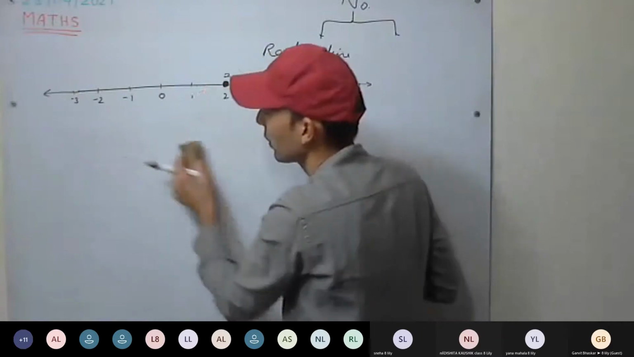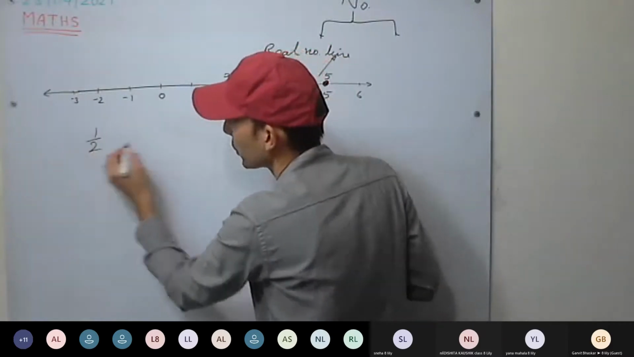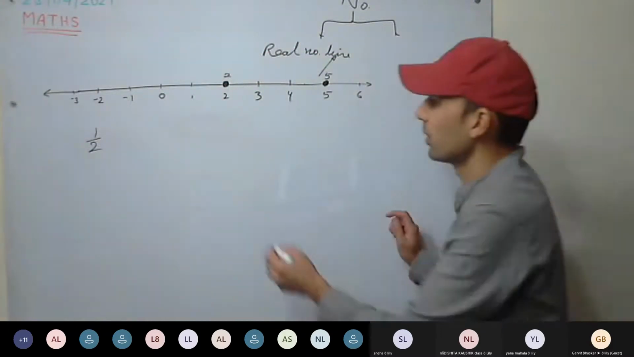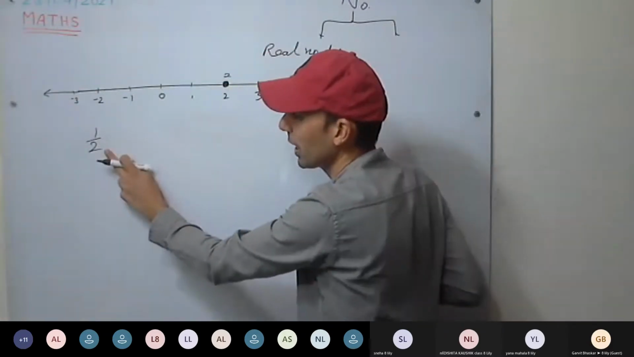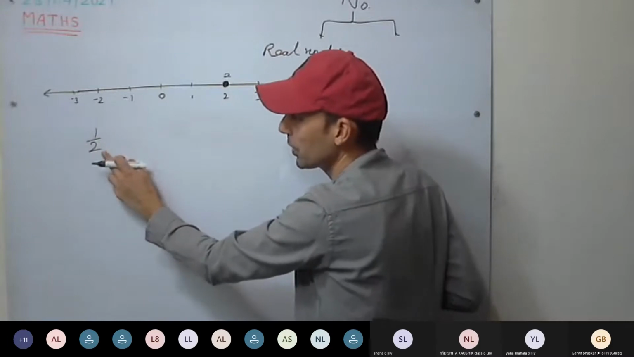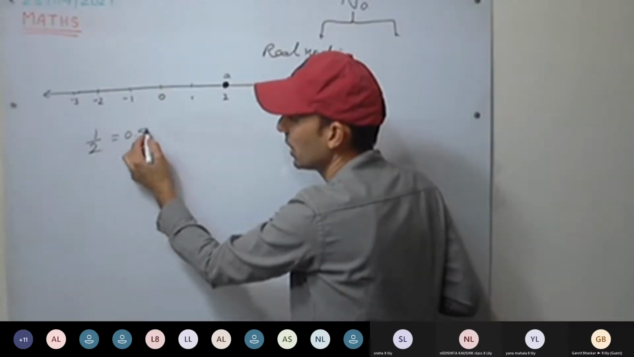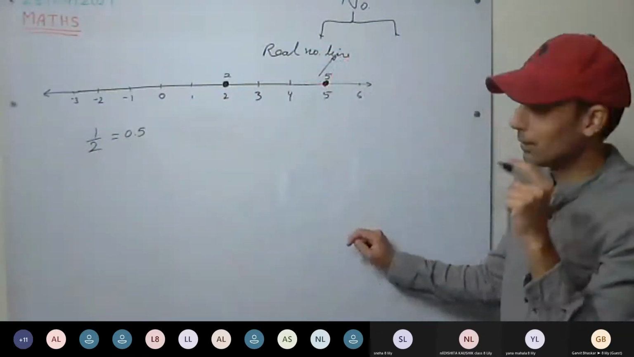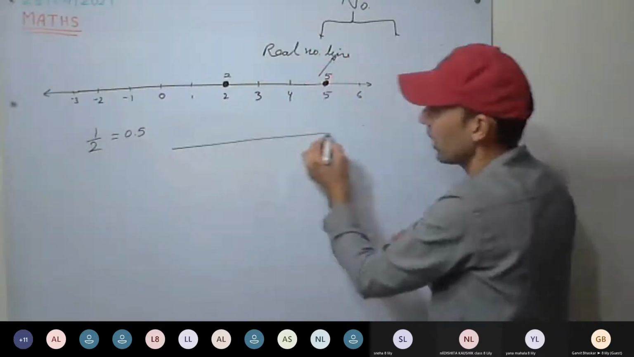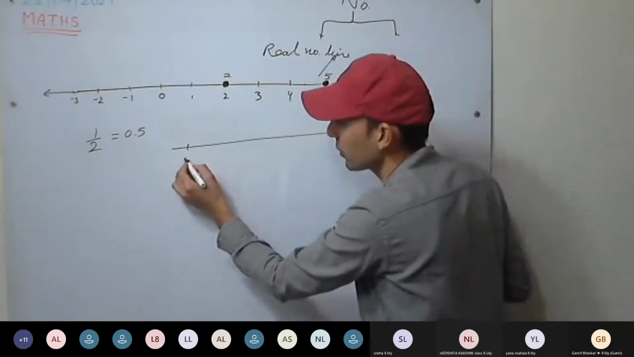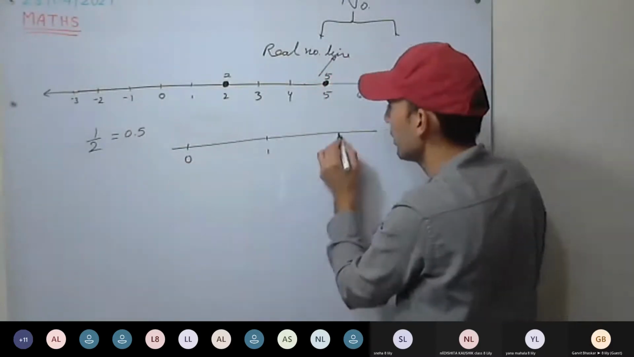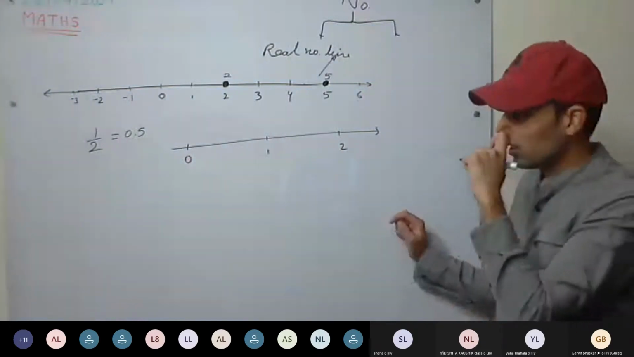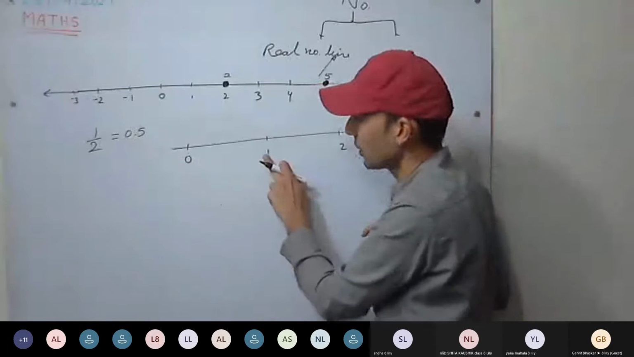If we have to mark 1 by 2, how are we going to mark it? Where will 1 by 2 lie? It is half. It is 0.5 we can say as well. So it will lie between 0 and 1. So I am making another line. I start with 0, 1, 2. Only this part I require.